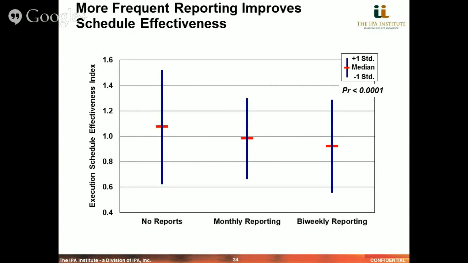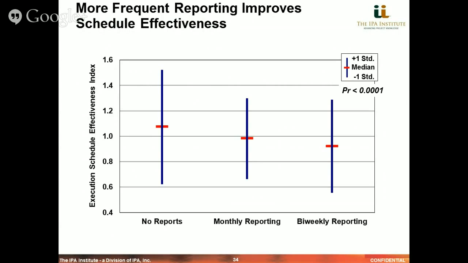Again, a little bit of data from IPA's research in terms of the projects that had no reports compared to projects that had a monthly reporting system, with a set of projects that had more frequent reporting system. And we see that the execution schedule effectiveness, and again, 1.0 in IPA's indexing process indicates industry average based on a statistical benchmarking methodology. You can see that projects that systematically don't have reports, or infrequent or superficial reports, on average are slower than the industry average, and there's a wide variation.